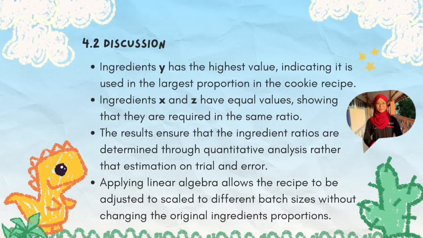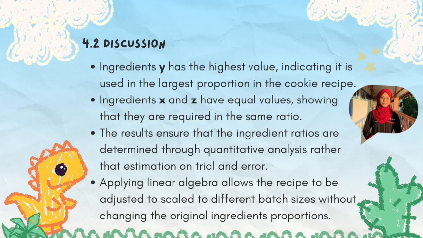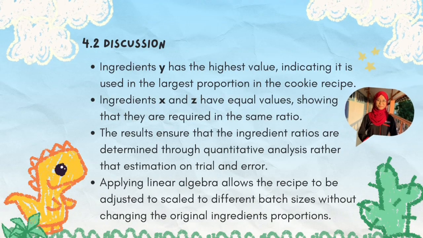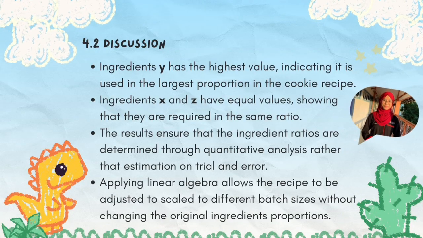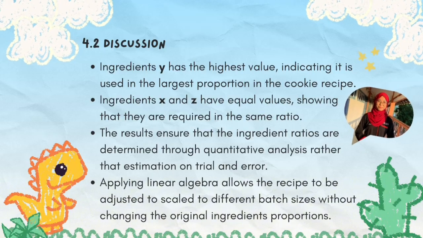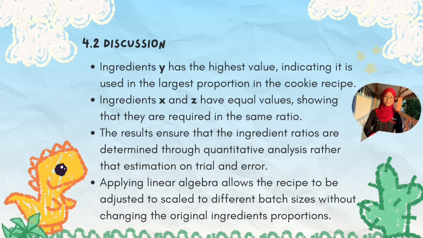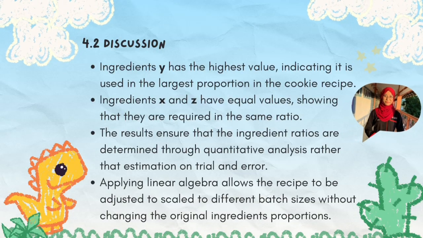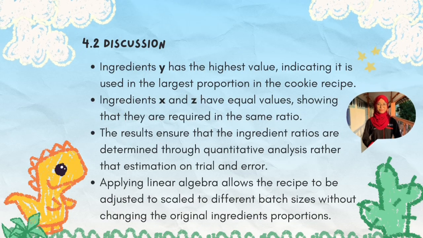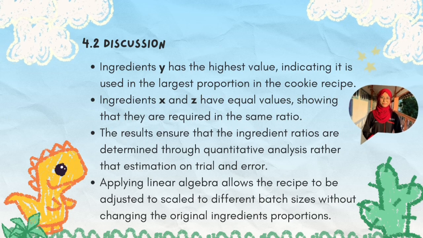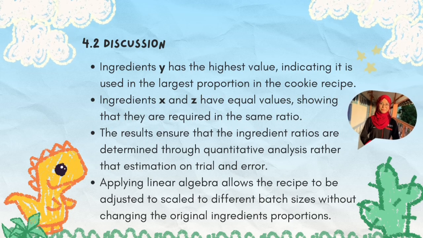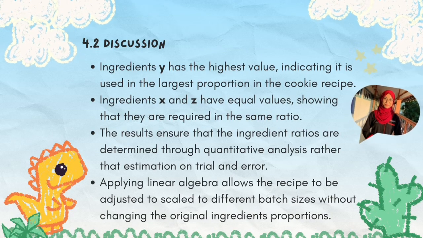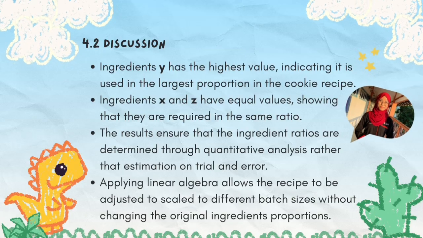Next is the discussion. Ingredient Y has the highest value, indicating it is used in the largest proportion in the cookie recipe. And ingredients X and Z have equal values, showing that they are required in the same ratio. The results ensure that the ingredient ratios are determined through quantitative analysis rather than estimation or trial and error. Applying linear algebra allows the recipe to be adjusted to scale to different batch sizes without changing the original ingredient proportion.